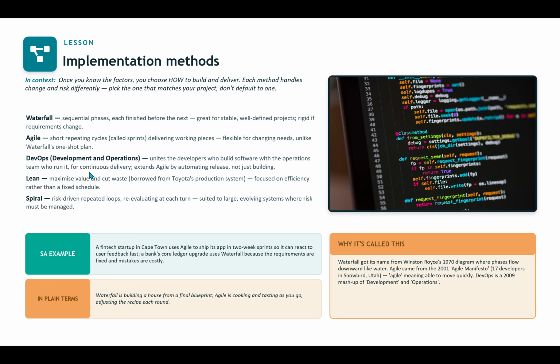Then there's also DevOps, which is development and operations. DevOps is literally a shortcut for that, which unites the developers who build software with the operations team who run it for continuous delivery. It extends Agile by automating the release, not just the building. So Agile is focusing on the building of the software itself. But remember, software is not built for the developers to just watch in their offices and so forth. It's actually built for the real world, and in the real world, the software is actually used by real people.